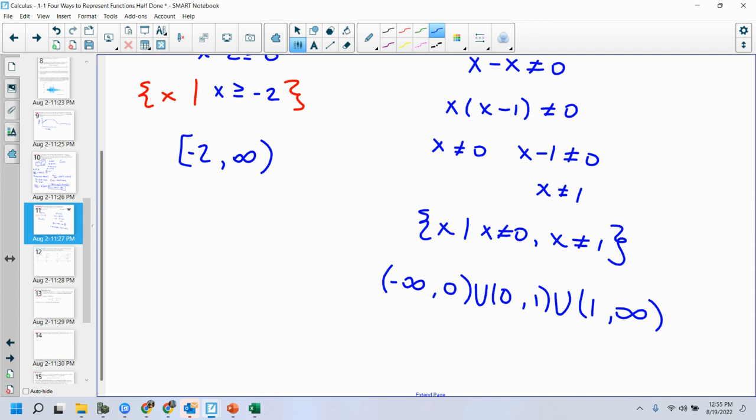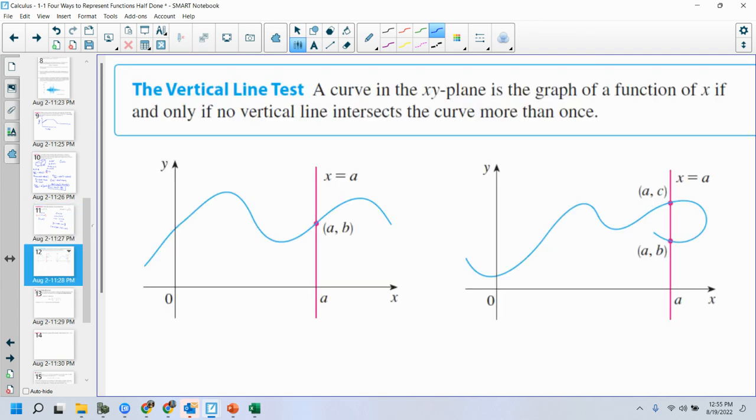All right, let's take a look here. The good old vertical line test, right? We've been learning this since Algebra 1. The easiest way to tell if something is a function or not is using the vertical line test. If it passes the vertical line test, then it is a function. If it does not, then it is not a function.